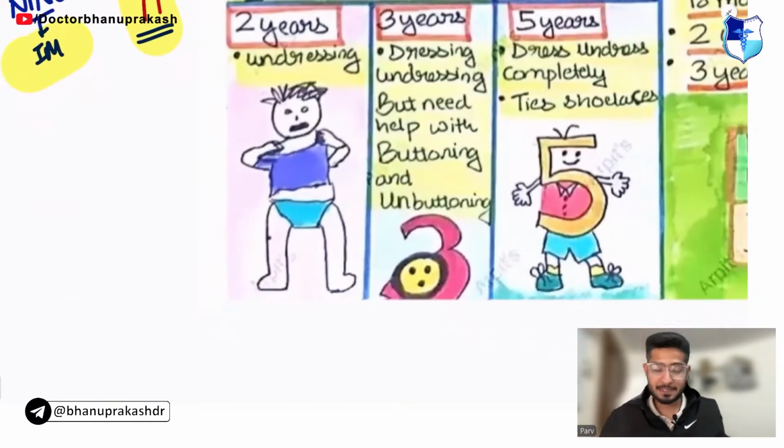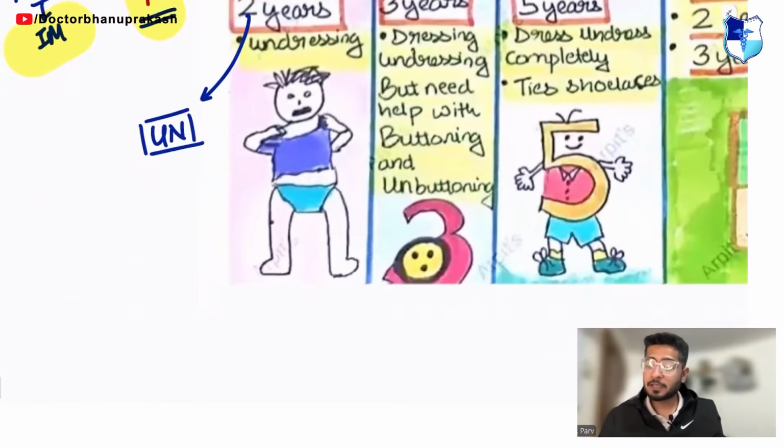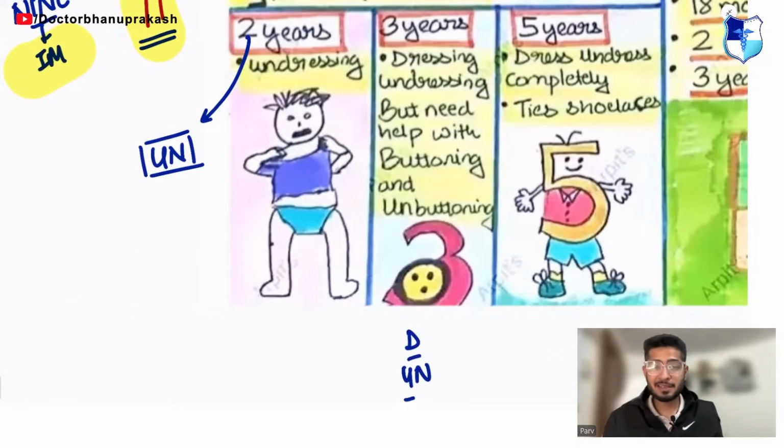Coming on to 2, 3, and 5. So 2 for undressing. Remember 2 is having 2 letters, that is U, and undressing will happen. 2 and 3. 3 is going to be dress, then undress, then dress, and then undress. So 1, 2, 3. So it's actually 3. But actually, okay, dressing and undressing.